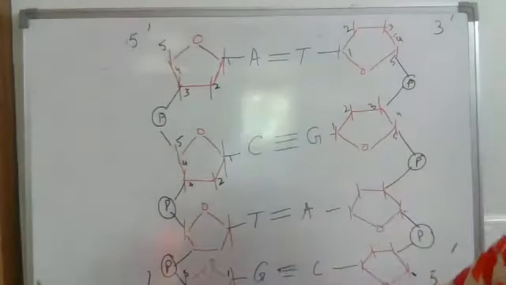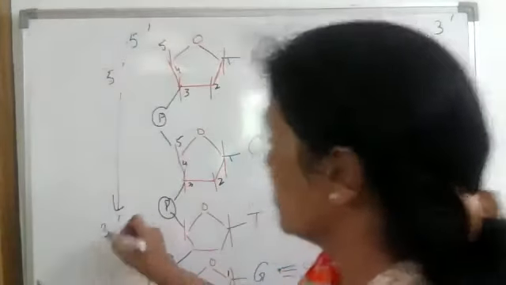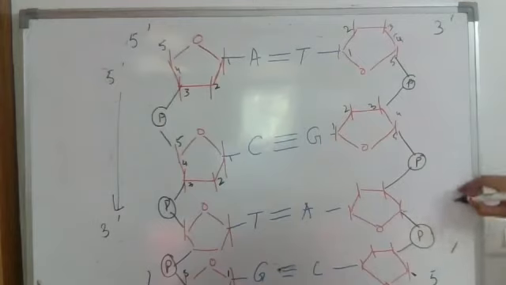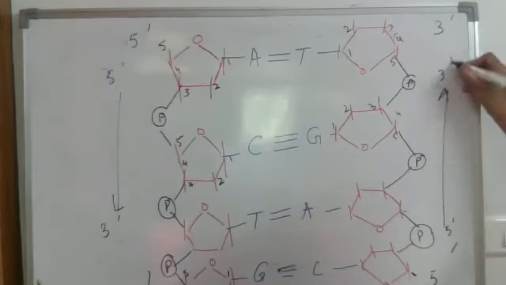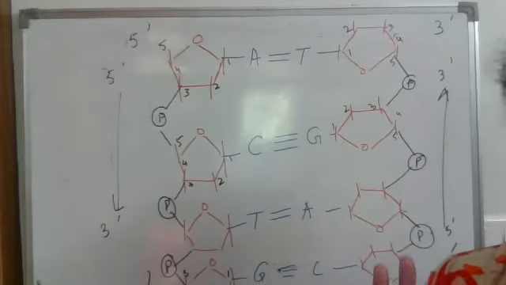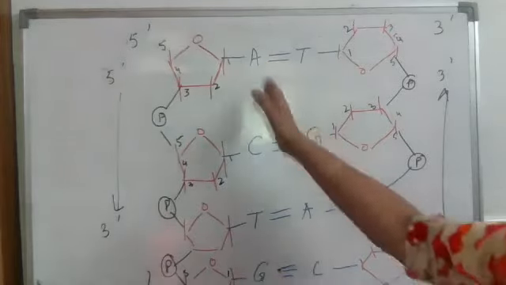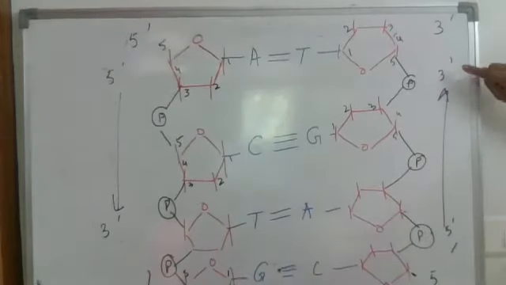So this strand is running in 5' to 3' direction and this strand is in 5' to 3' direction. This we say that these are anti-parallel to each other. When we say that both strands of DNA are anti-parallel to each other, it means one is running in 5' to 3' direction and the other one is running in 3' to 5' direction.